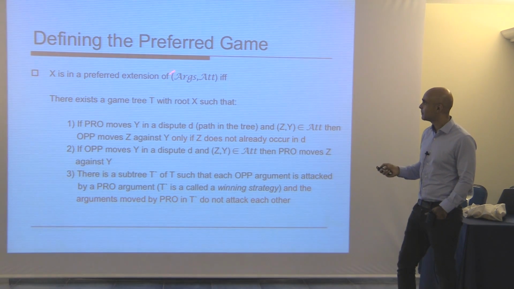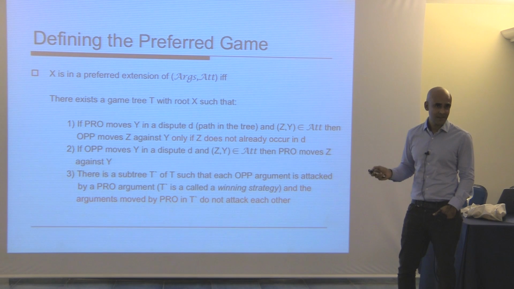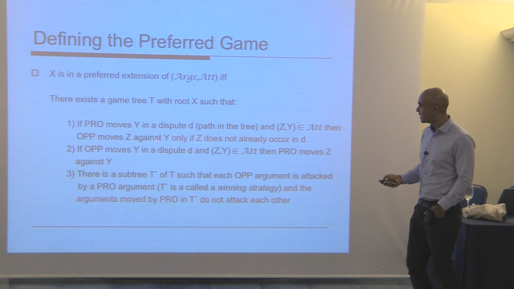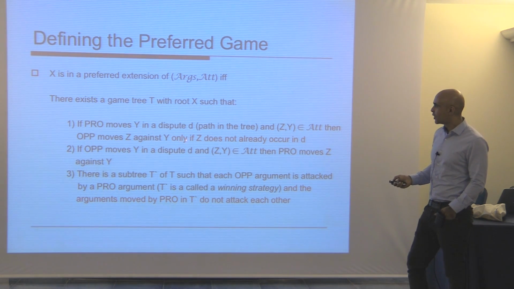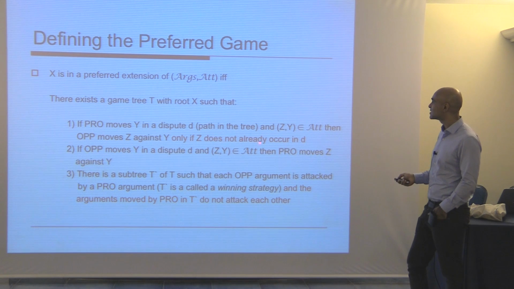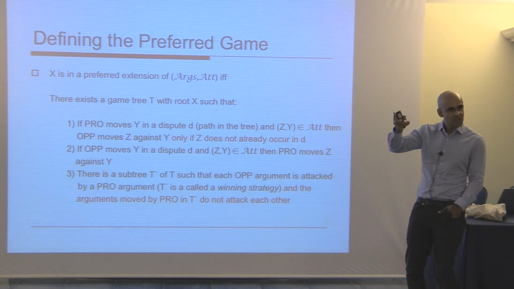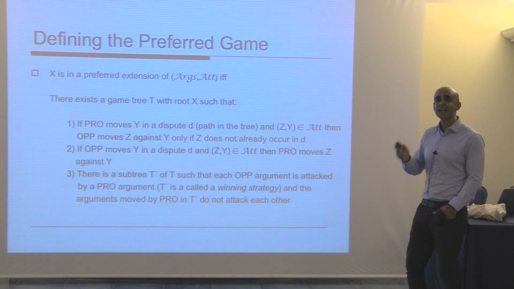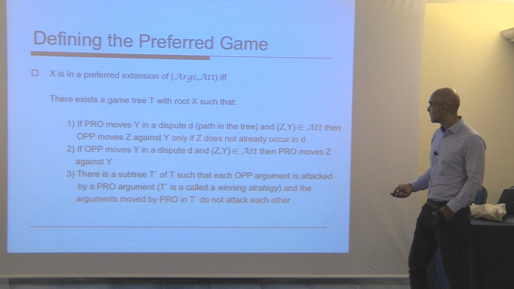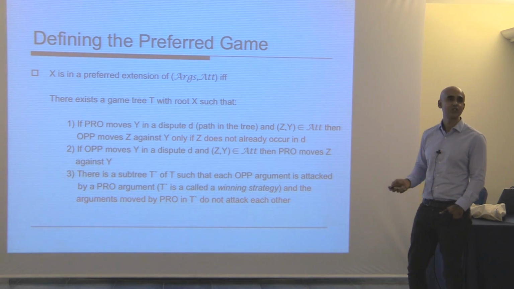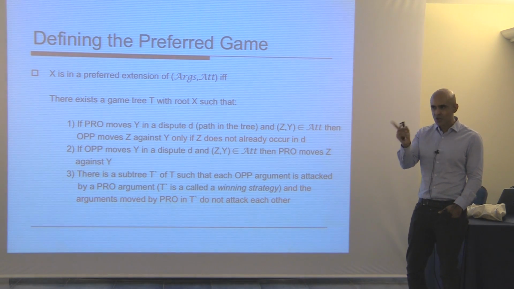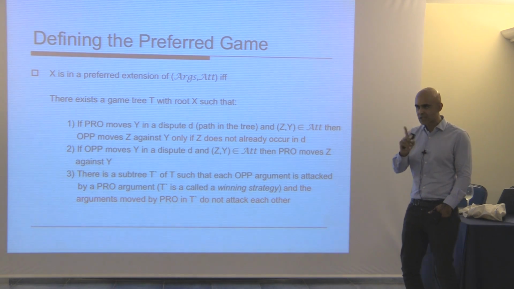The preferred game is the same as a grounded game, but here we have the non-repetition rule on op. Op can move Z against Y only if Z does not already occur in D. So we just switch the non-repetition. And we have the additional condition that there is a T prime that's a winning strategy, and the arguments moved by pro and T prime do not attack each other. Remember I showed you that extra condition, that pro has not contradicted himself.